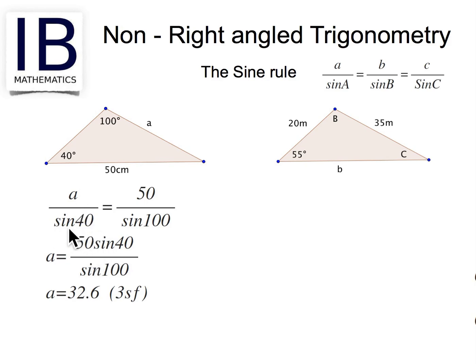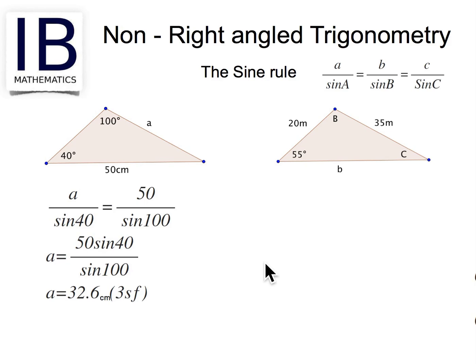I've multiplied both sides of the equation by sine 40 to get this, put that in my calculator, and I get 32.6 to three significant figures. And of course that should say 32.6 centimetres to three significant figures.